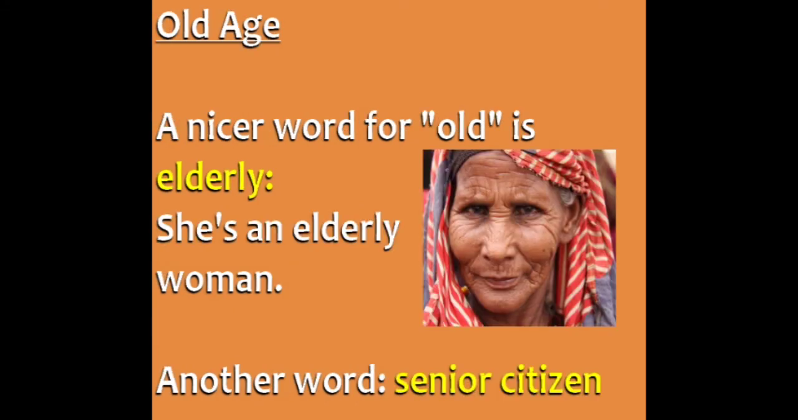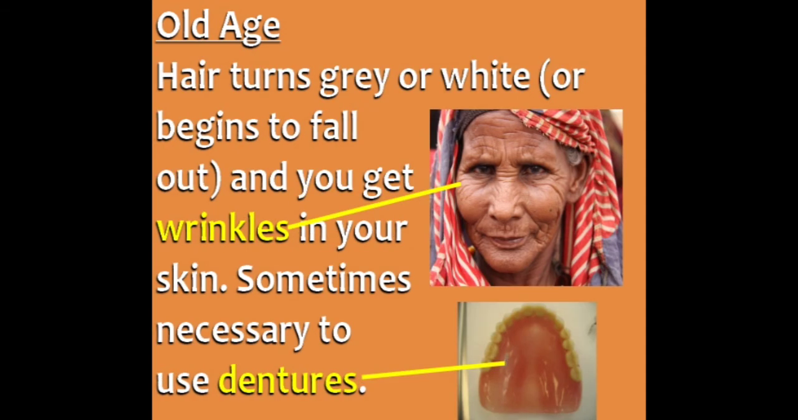Old age. A nicer word for people who are old is elderly. It's more polite to say, "She's an elderly woman," rather than "she's an old woman." Another word for people over 65 is senior citizen. When you reach this age, your hair turns gray or white, or begins to fall out, and you get wrinkles in your skin. Sometimes it's necessary to use dentures, a set of artificial teeth.